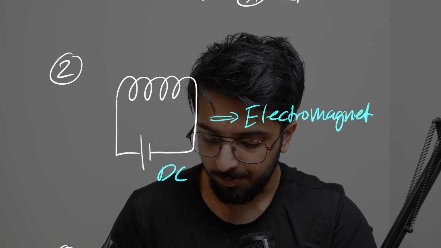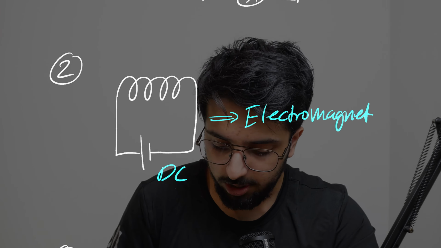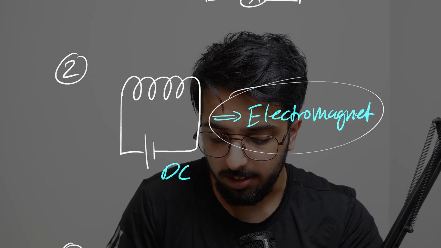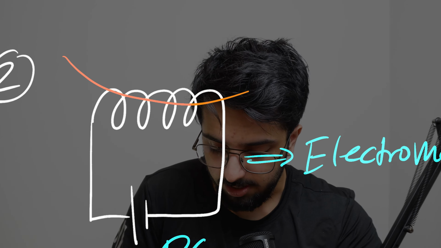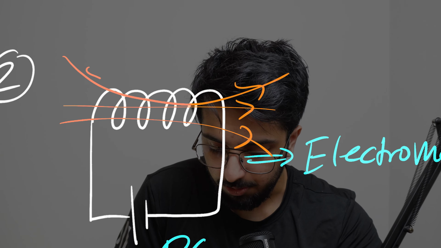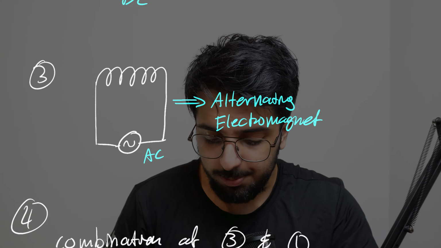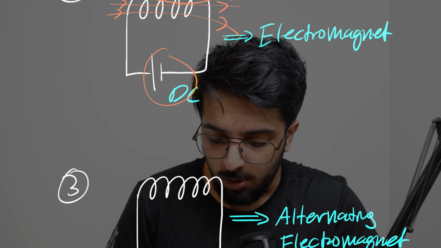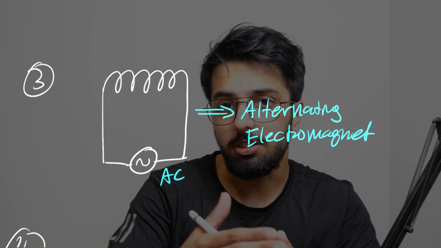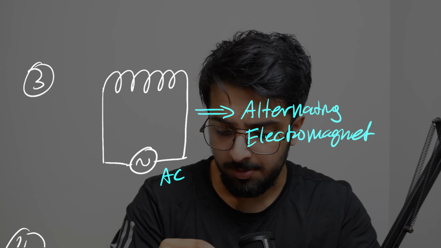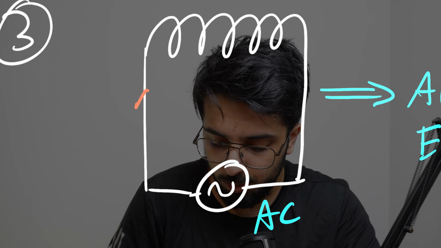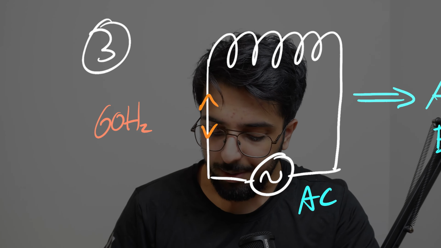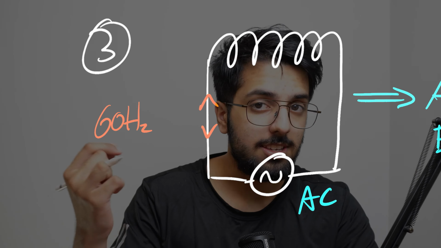Our second idea is that if we take this coil and hook it up to a DC power supply, we know from level 2 that we get an electromagnet, with magnetic field lines coming through this coil. Our third point builds on the second. If we replace this DC supply with an AC supply, DC meaning direct current and AC meaning alternating current, the current continuously changes directions. If we have a 60 hertz alternating current, the current changes directions 60 times in a second.